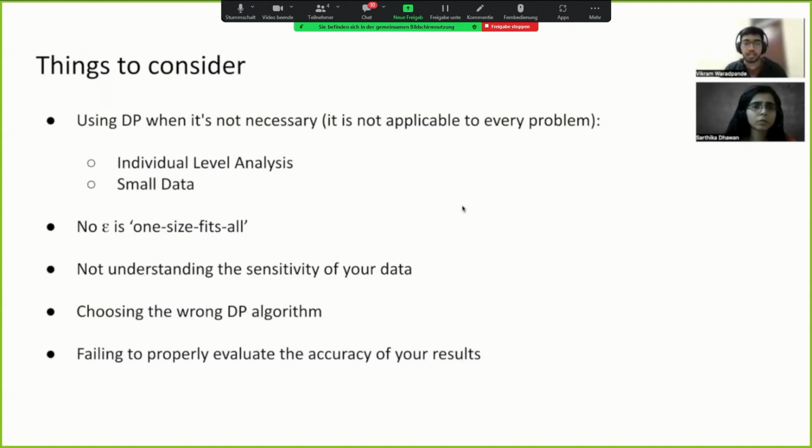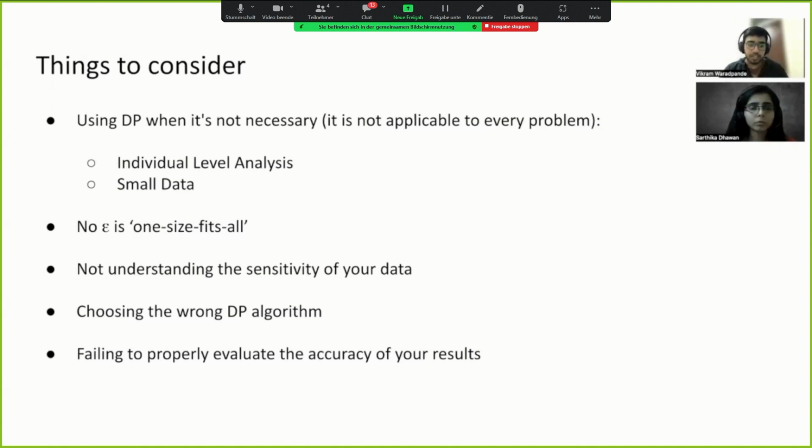The third point is not understanding the sensitivity of your data. Sensitivity refers to how much the output of a particular query on a database changes with varying input. By not understanding the sensitivity of your data, you might not be adding enough noise to the query result, or the algorithm might not be adding enough noise to protect the privacy or to meet the privacy constraints of the differentially private algorithm.